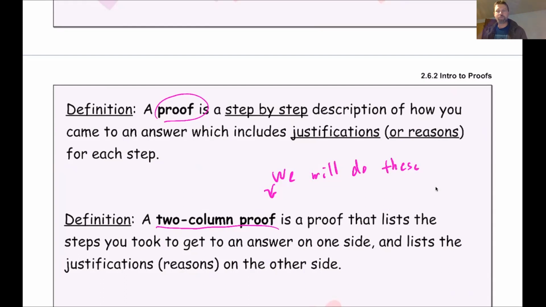So a two-column proof is a proof that lists the steps you took to get to an answer on one side and lists the justifications or reasons on the other side. In order to prove something is true, you have to both explain what you did to find your answer and give a reason for why what you did works, why what you did is valid.